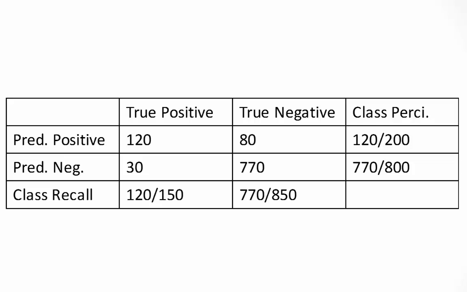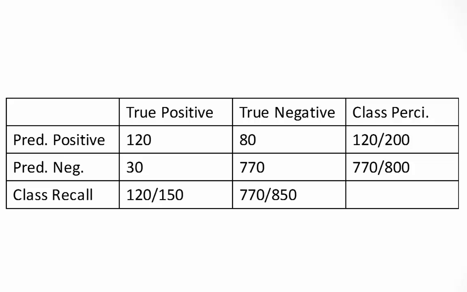Now look at the recall for the negative. It tells you about the percentage of negative cases that you could catch. Here you caught 770 out of 850 possible cases. So your recall would be around 90%.